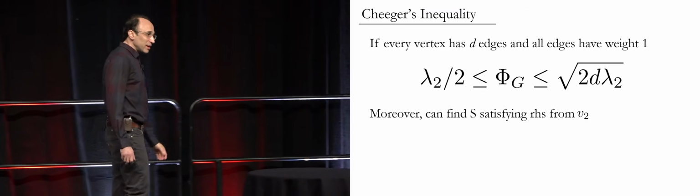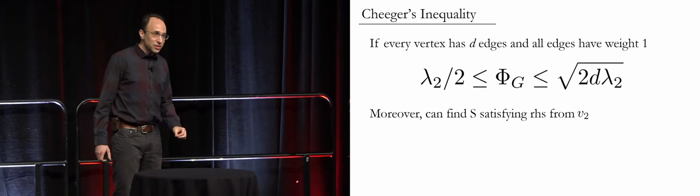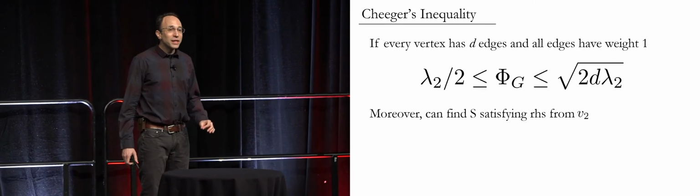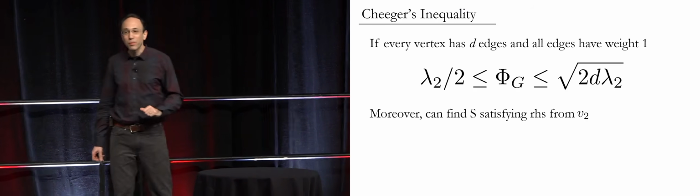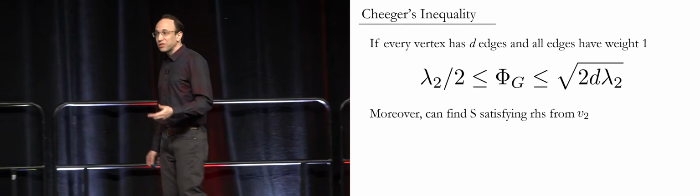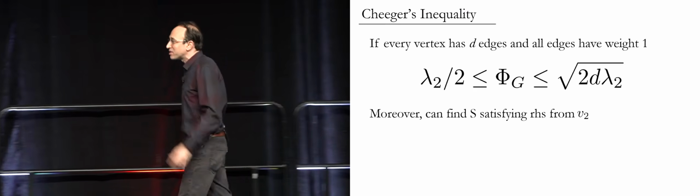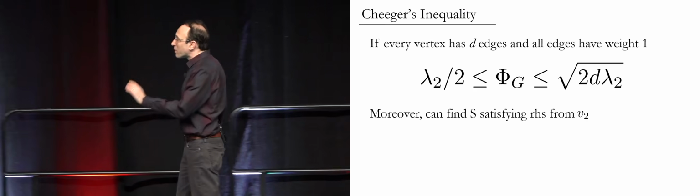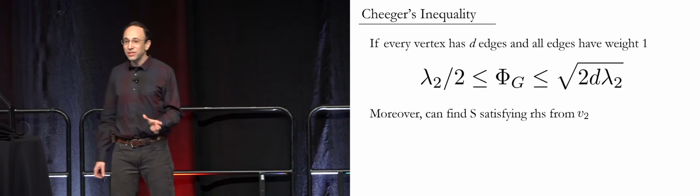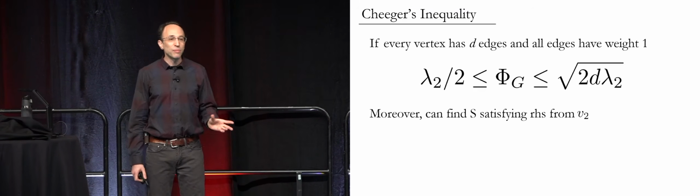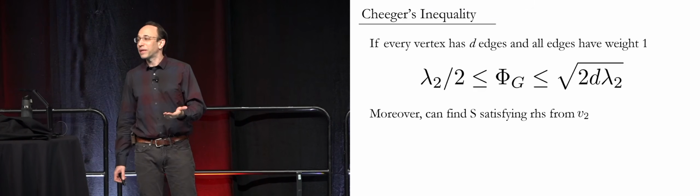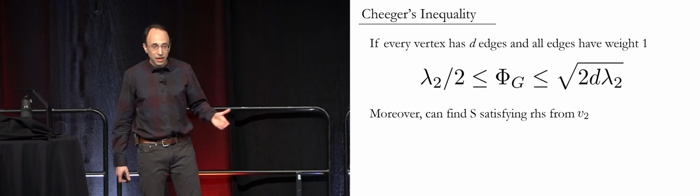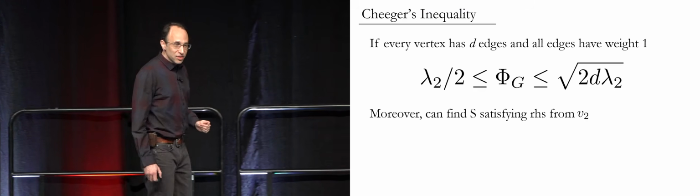Cheeger's inequality gives an amazing relationship between conductance and lambda 2. So to state this, I'm assuming for now all edges have weight 1, and every vertex has degree at most d. So there are no more than d edges touching every vertex. Well, the lower bound is easy. The fact that the conductance is at least lambda 2 over 2 comes from taking the characteristic vector of a set, orthogonalizing it with respect to the all-1s vector, and applying Courant-Fischer. So really it's the right-hand side that's Cheeger's inequality.